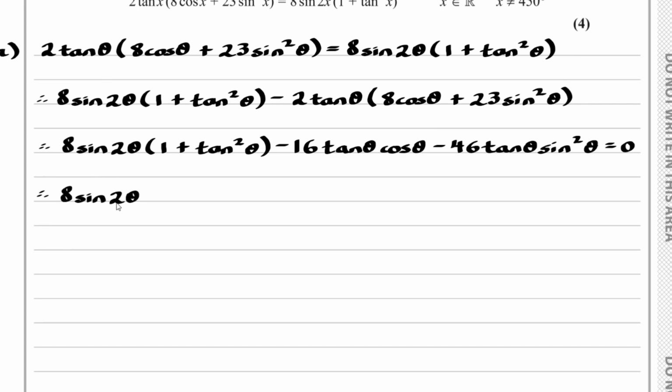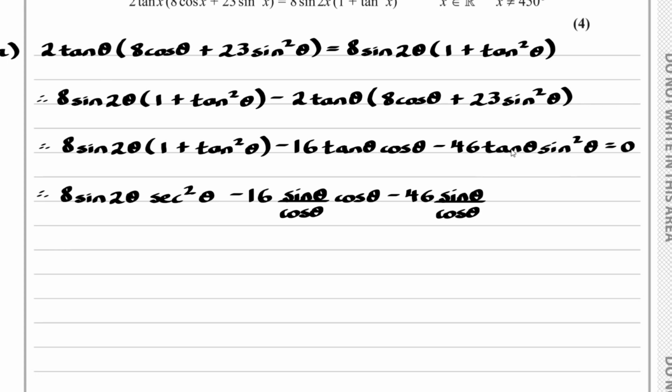So we have 8 sine 2 theta, and then the 1 plus tan squared theta can be replaced with sec squared theta, and then we subtract 16 multiplied by tan theta, which is the same as sine theta over cos theta, multiplied by cos theta, and then we subtract from this 46 multiplied by tan theta, which is the same as sine theta over cos theta. Then I multiply this by sine squared theta, and this is equal to 0.